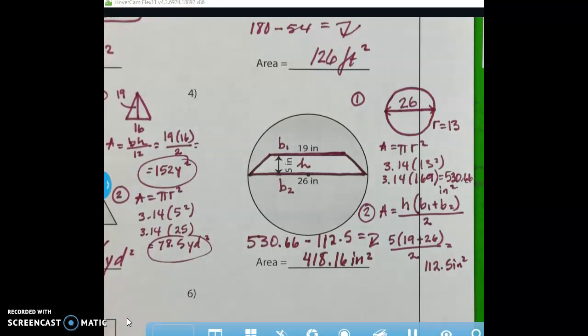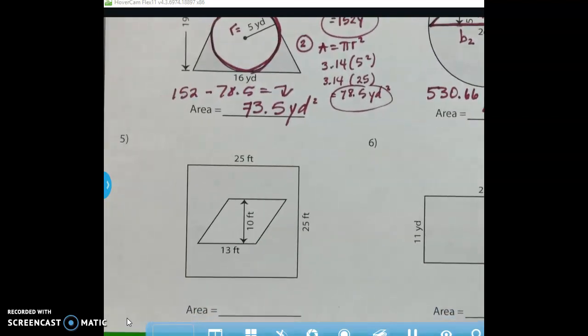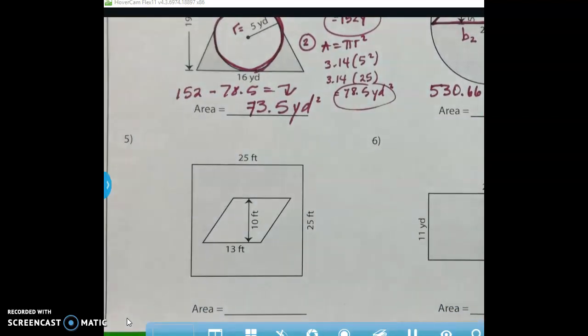If you find that your worksheet is really cluttered, I definitely welcome you to write these steps on a separate piece of paper and keep it attached, but try to organize your area and your worksheet as you need. All right, question number 5.